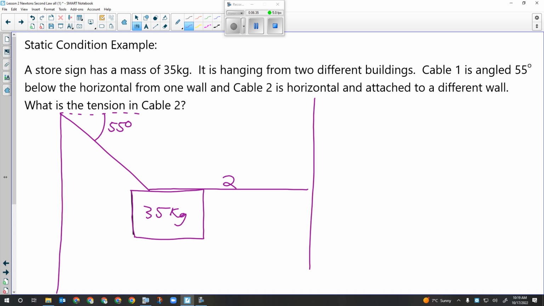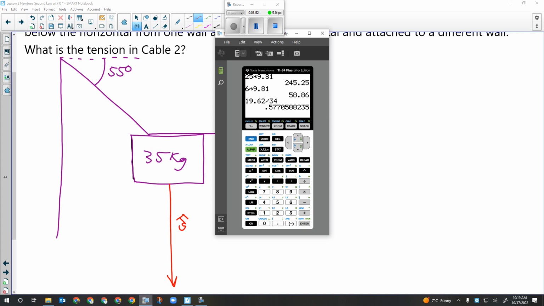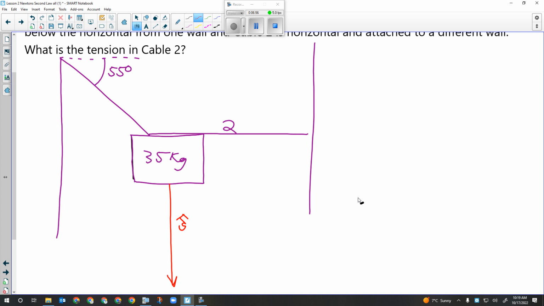It's experiencing the force of gravity. Okay, that wasn't what I was thinking, but you're absolutely right. It is experiencing the force of gravity. So if I start doing a free body diagram and start putting my forces on, I would have a force of gravity here. So 35 times 9.81, so 343.35.